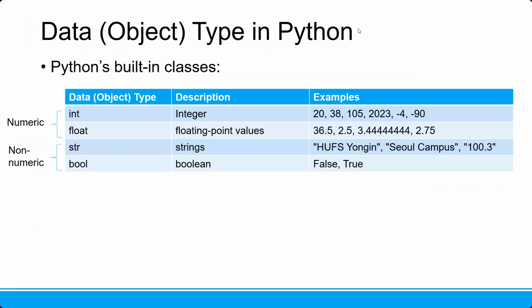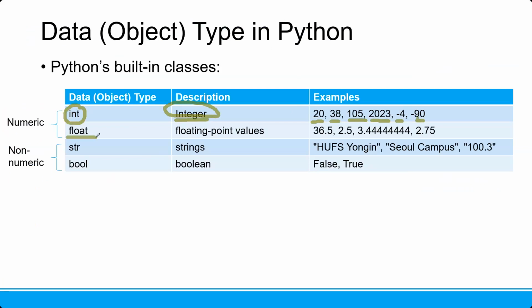The first is int. We call int an integer. Integer means any number without a comma: 20, 38, 105, 2023, -4, -90. So if the number is without a comma, then it is an integer.